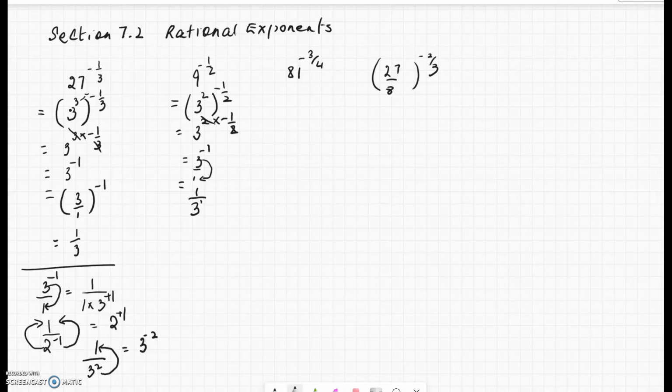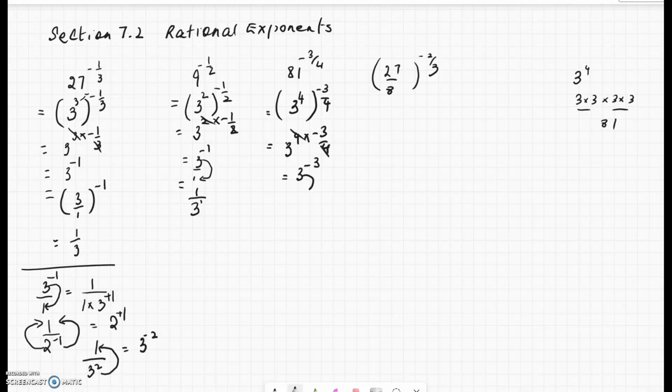81 to the negative 3/4. 81 is 3 to the 4th power. 3 times 3 is 9. 3 times 3 is 9. 9 times 9 is 81. So this is 3 to the 4th power whole to the negative 3/4, and that's equal to 3 to the 4 times negative 3/4. Cancel the 4's and you get 3 to the negative 3.